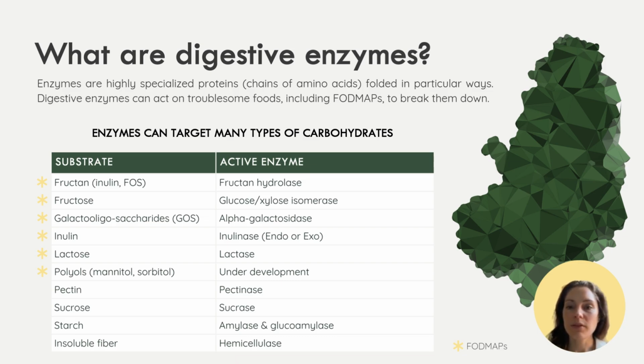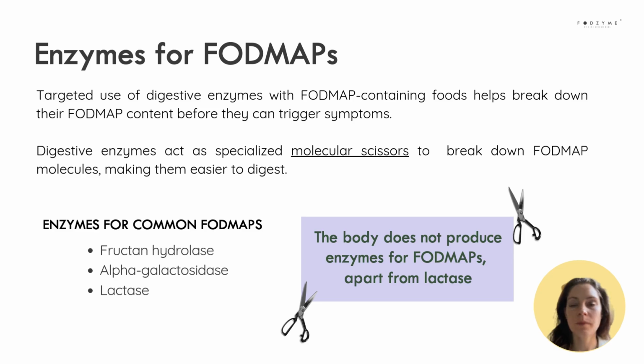These are examples of carbohydrate substrates, including FODMAPs, and the enzymes that can target them. When it comes to digestive enzymes for FODMAPs, the purpose of these enzymes is to break down the FODMAPs in foods before the FODMAPs can trigger symptoms when they reach the lower half of the digestive tract, which is generally where FODMAPs tend to trigger symptoms.